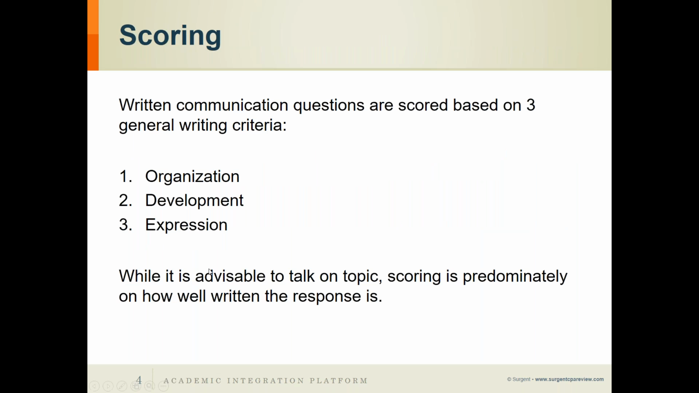So the written communications questions on the BEC section are scored based on 3 general writing criteria. And those 3 criteria are organization, development, and expression. And we're going to talk about what each of those 3 things mean.